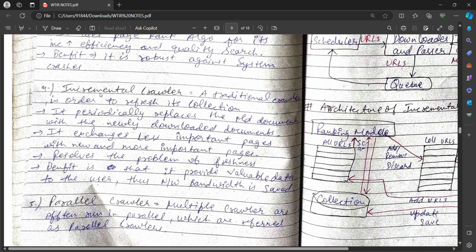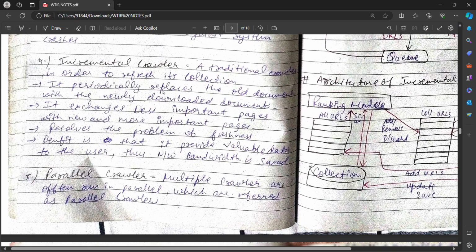Now there are a few other types of crawlers also, like the incremental crawler and the parallel crawler.